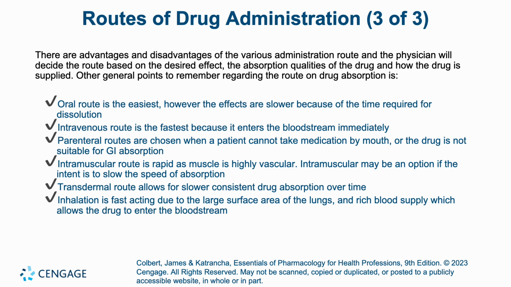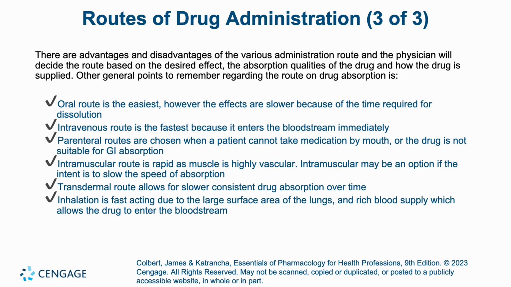So the physician will decide the route based on the desired effect, the absorption qualities of the drug, and how the drug is supplied. Other general points to remember: the oral route is the easiest, but the effects of an oral medication are going to be slower because of the time required for the dissolution for that to metabolize in the GI tract. The intravenous route is the fastest. It enters the bloodstream immediately. Parenteral routes are chosen when a patient cannot take a medication by mouth or the drug is not suitable for GI absorption. So we talked about how some medications aren't going to do well in that environment. So that might be given through a shot, for example.